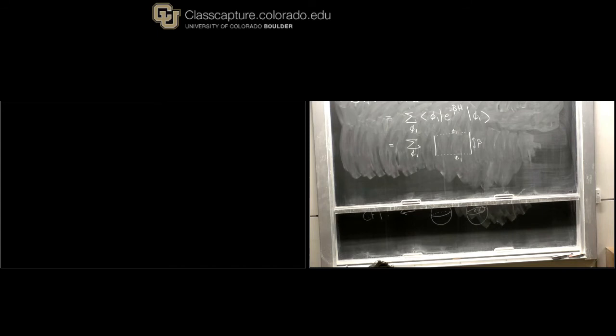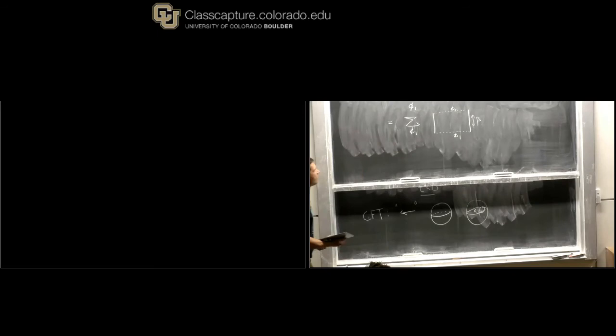Yes? What is the measure if your spectrum is continuous instead of discrete? The question is, how do I do a sum if the spectrum is continuous rather than discrete? Let's not worry about that. I'm mostly going to talk about the partition function on the circle or on a sphere. I don't really want to get sidetracked into that. Other questions?